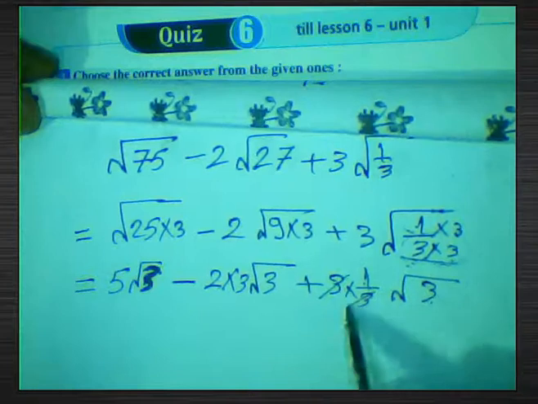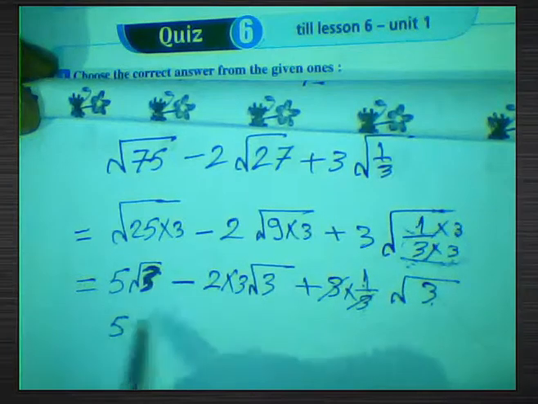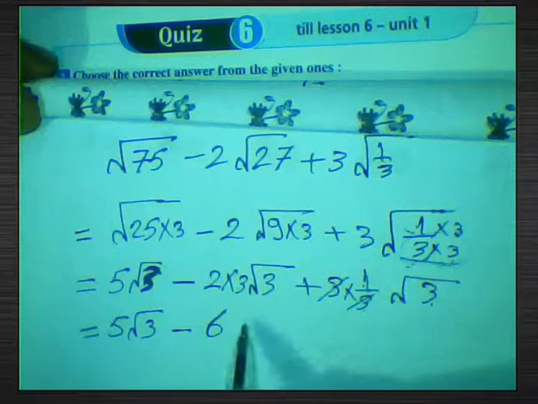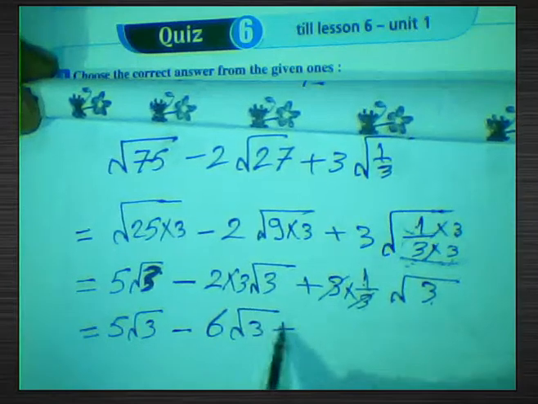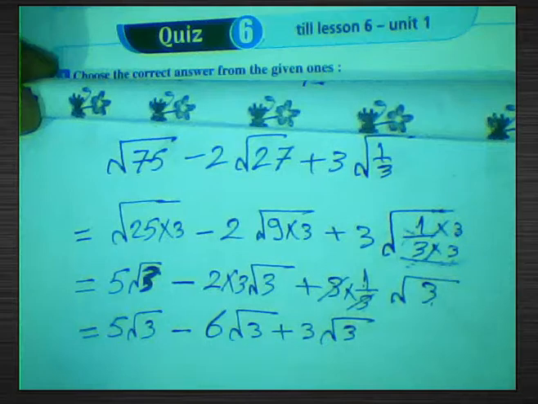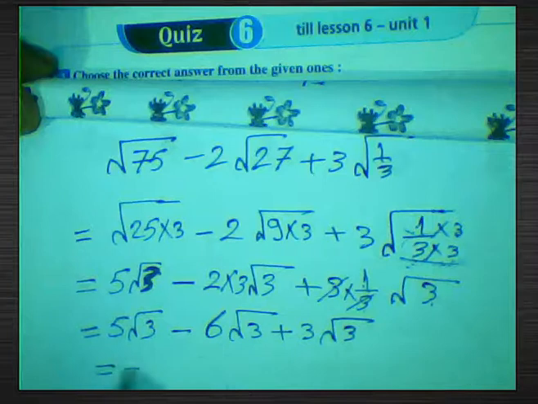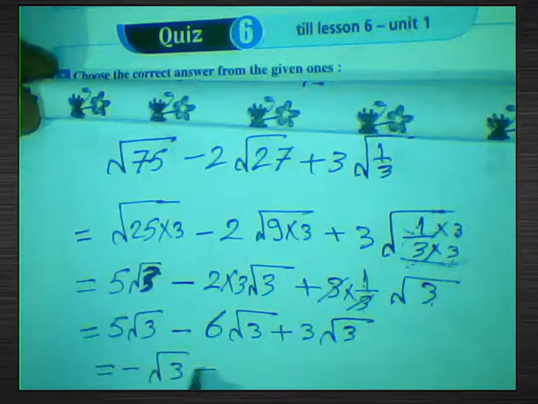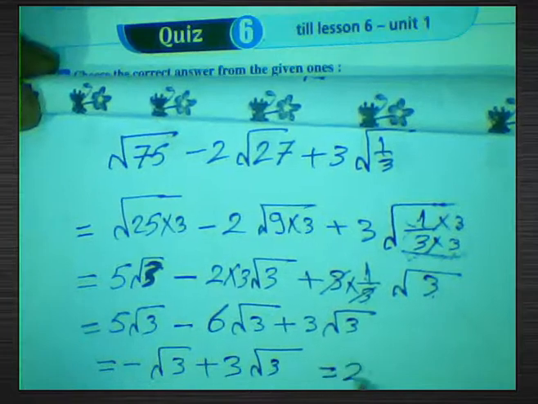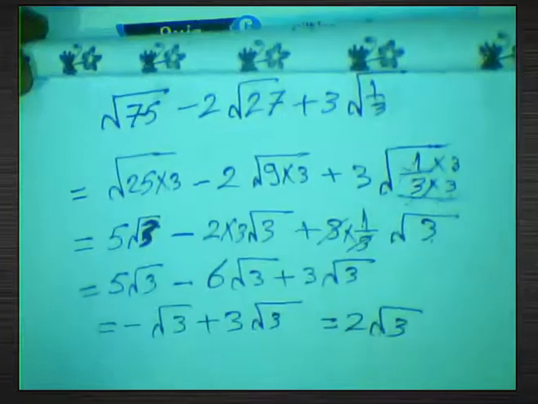We'll cancel that, and we will write 5 square root of 3 subtract 6 square root of 3 plus 3 square root of 3. The result will be 5 subtract 6 equals negative 1. The result will be negative square root of 3 plus 3 square root of 3. The result will be 2 square root of 3. Is it okay for you?